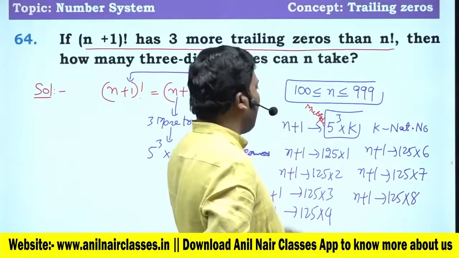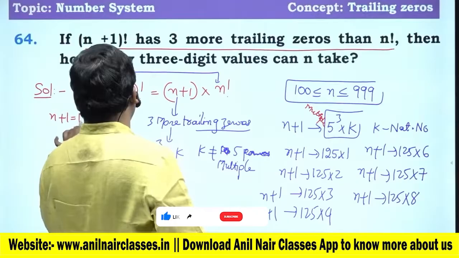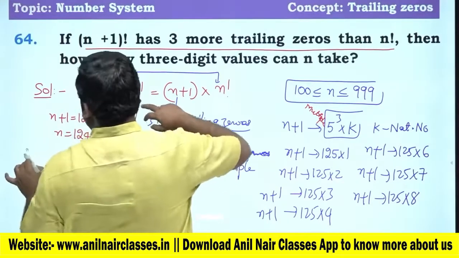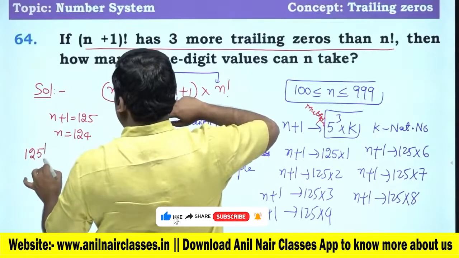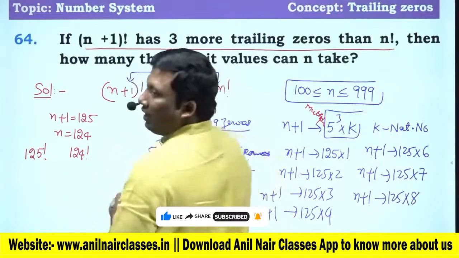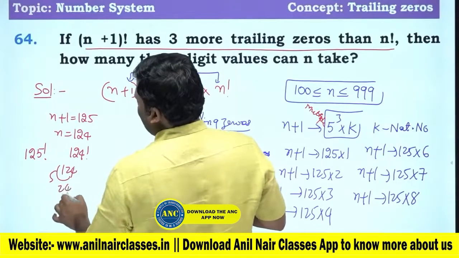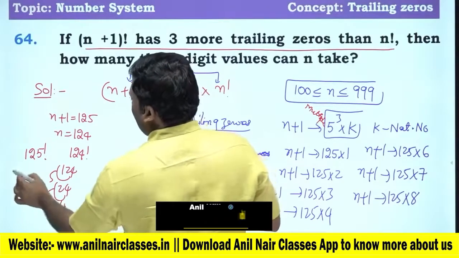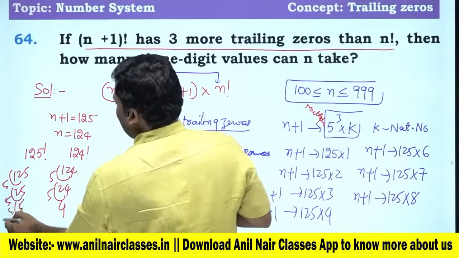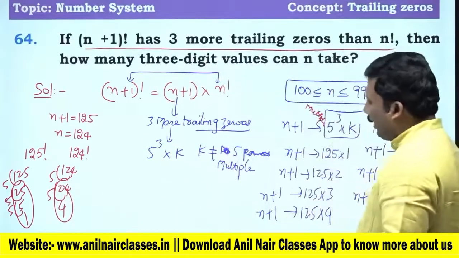into k. K cannot take multiples of 5. Let me take, if n+1 is 125, n will become 124. Let me check it out. 125 factorial and this is 124 factorial. For 124, how many zeros will there be? 5 24s are, 5 4s are. For 125, how many will there be? 5 25s are, 5 5s are, 5 1s are. It is 31 and it is 28. Extra is 3. Definitely yes.